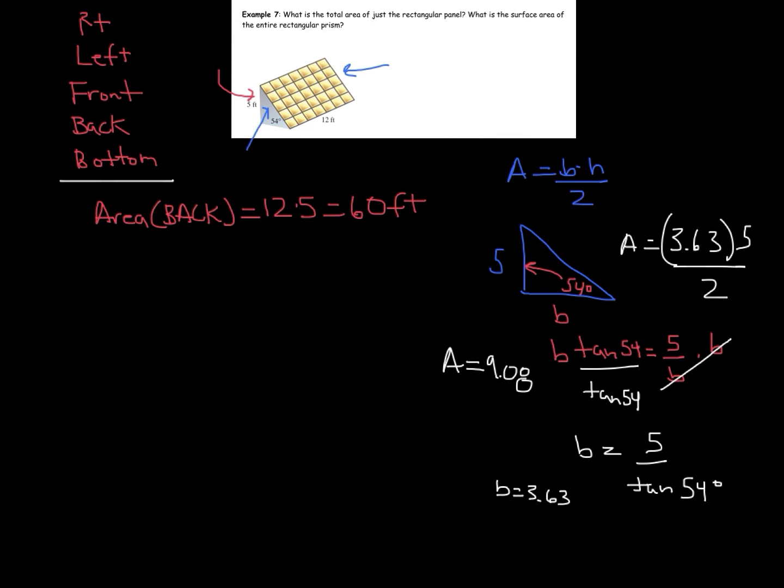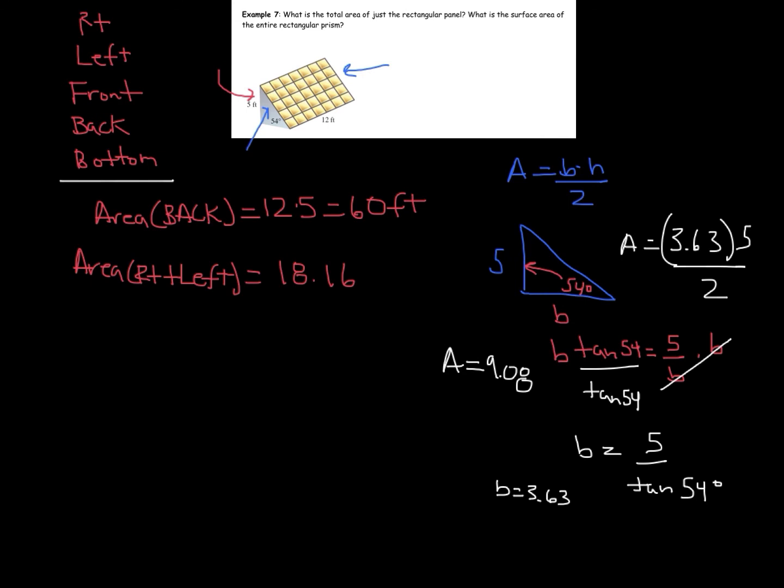Now remember, we have a right and a left-hand side, so we have to multiply that by 2. So we're going to say the area of the right plus the left is going to end up being 9.08 times 2, so that's going to be 18.16. So 18.16 is going to be the area of the right and left. We've got the back, and now we need the bottom.